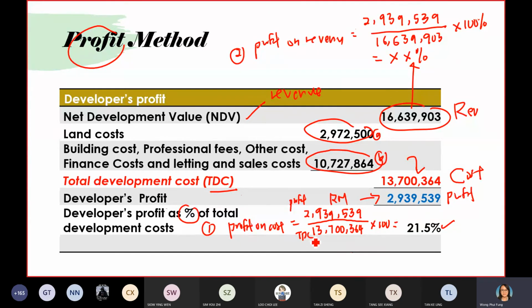Okay, for your assignment, up to you. But you have to let me know, are you calculating profit on cost or profit on revenue? So you have to state it clearly. Either profit on revenue or profit on cost. The formula will be a little bit different. Okay, so that is the end of the profit method.